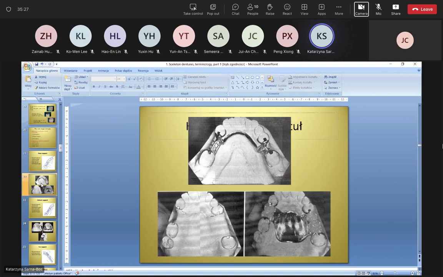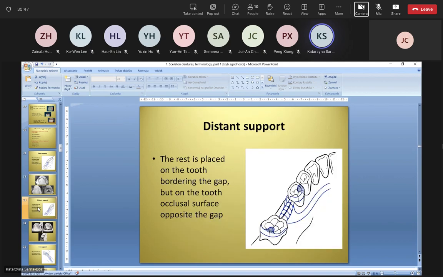And how it looks on the model or on the skeletal denture, as you can see here. So they are placed directly to the gap. See here, and it is called close support. Yes, when it is placed directly to the gap. And now distant support. The rest is placed on the tooth bordering the gap, but on the tooth occlusal surface opposite the gap. So here we have the gap, the abutment tooth and the abutment tooth, and the rest is placed on the occlusal surface opposite the gap. So here and here.